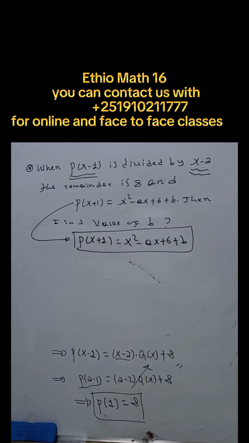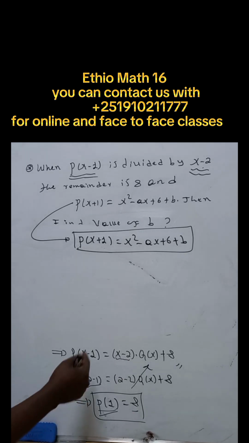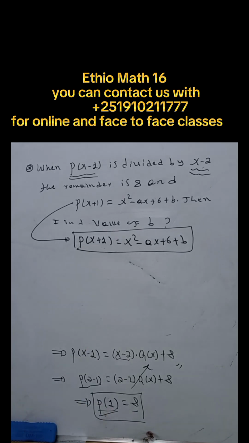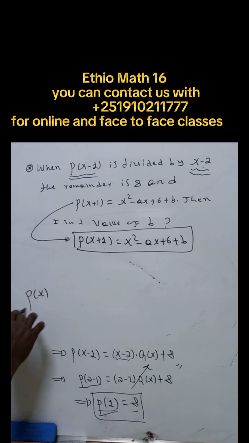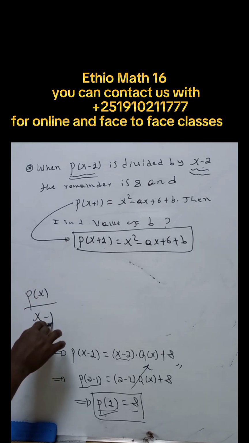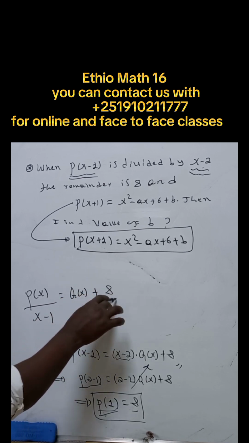In order to find the value of b, since P of 1 is already 8, that means when we insert 1 in the polynomial function P of x, our remainder is always 8. Or else, when we divide the polynomial P of x by the linear polynomial x minus 1, we have some Q of x, plus the remainder 8 over x minus 1.